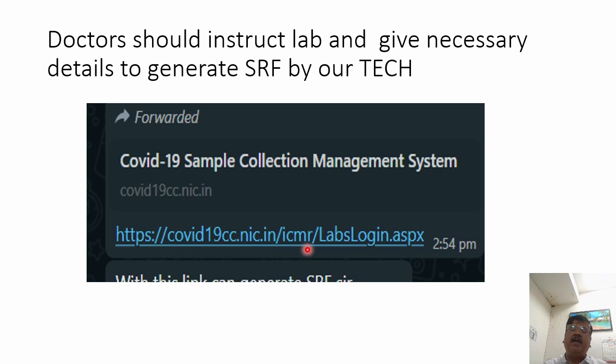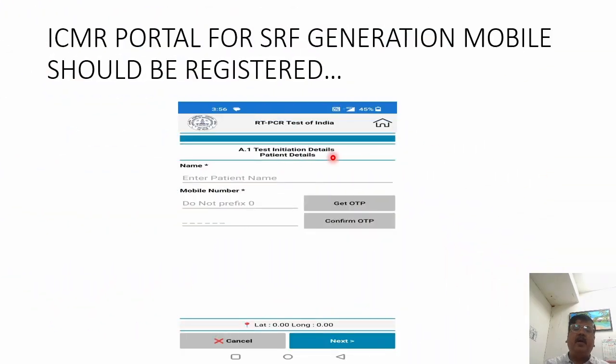So this is the website where any other person cannot do it. Only the number should be registered with this, and only then will it show, and it will be registered as a sample collector. So you can see how this comes. RT-PCR test of India, you can see name, then mobile number. Mobile number of the patient is important. Get OTP, then the patient will give the OTP, and it should be fed, so that it is ensured that we are given the correct number and the report will also be dispatched immediately on the mobile.